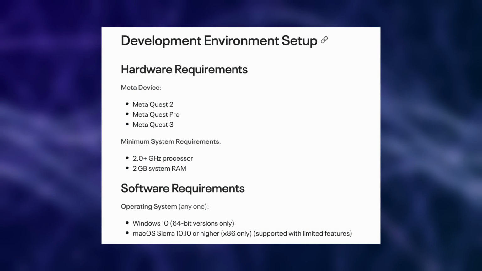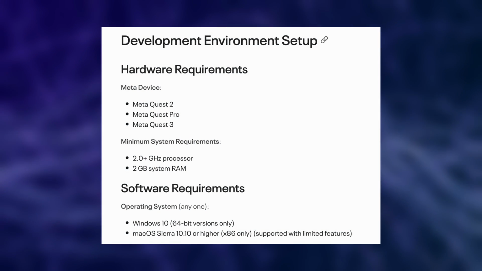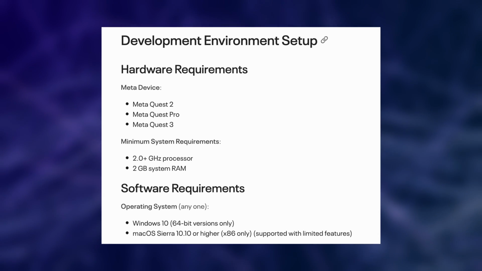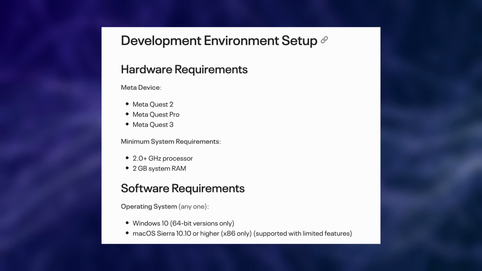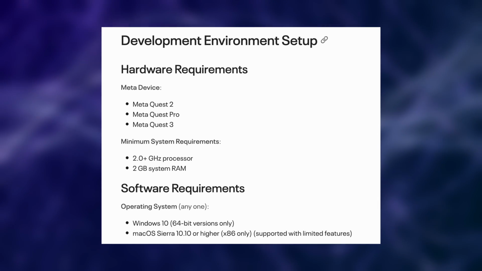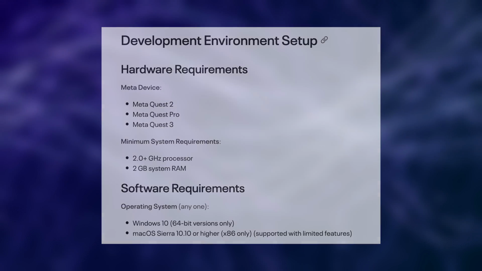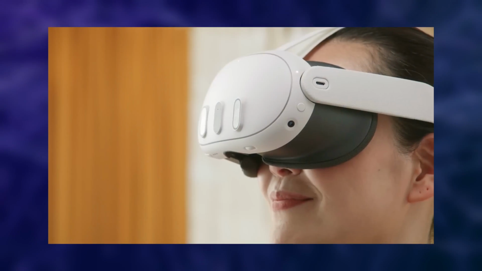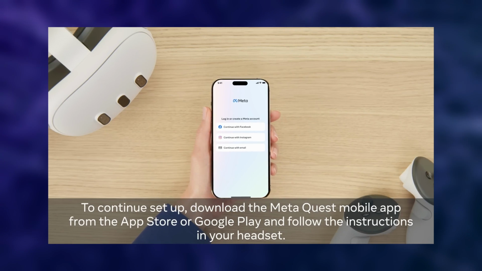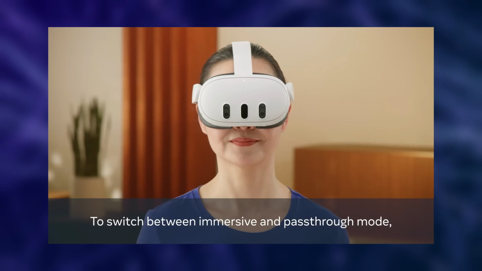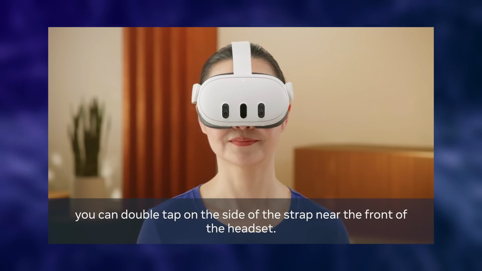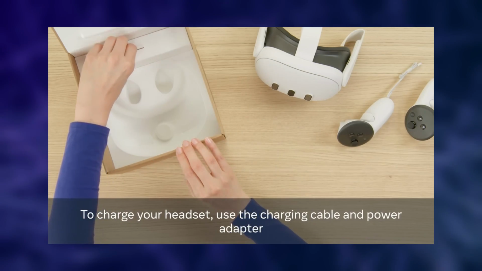We require any MetaQuest headset, such as MetaQuest 2, 3 or Pro, and a computer with a 2.0 GHz processor or higher and at least 2 GB of RAM. It can either run Windows 10 or higher, or macOS Sierra 10 or higher. If you are setting up your MetaQuest for the first time, install the Oculus mobile app from Google Play or the App Store and follow either the instructions on your phone and inside your MetaQuest, or simply follow this in-depth tutorial from Meta on how to set up your MetaQuest.